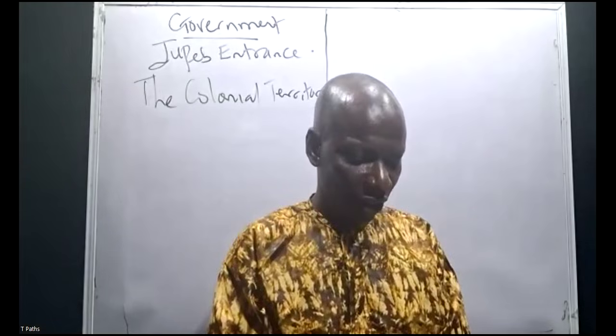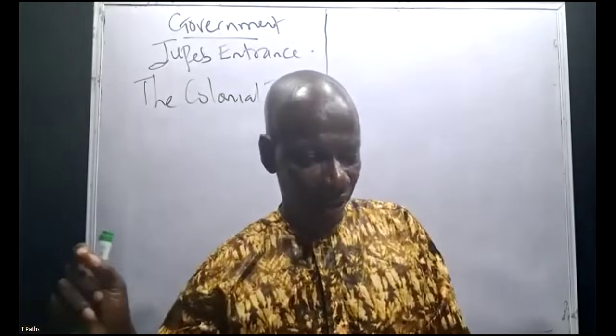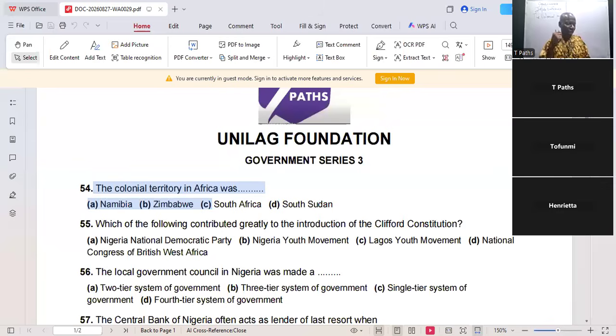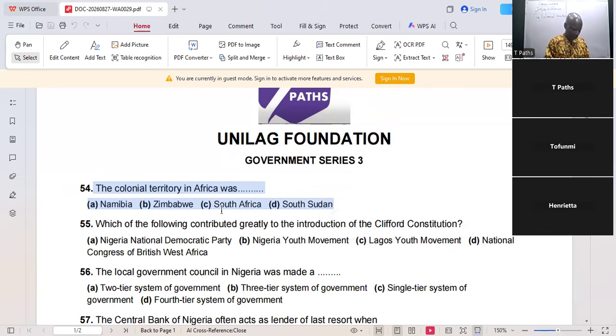So if you look at the question now, Namibia was formerly a colony of Germany. Germany lost it after World War I. Zimbabwe, no, South Africa was the answer. South Africa was a colony of what? Great Britain. The answer is C. The next number.